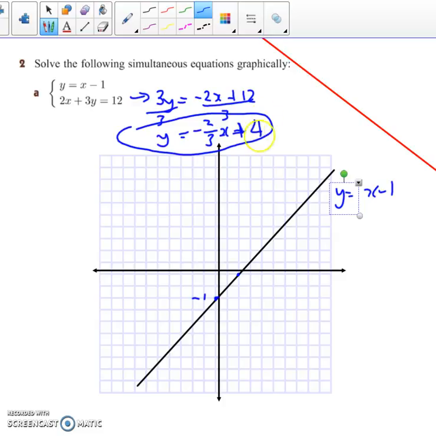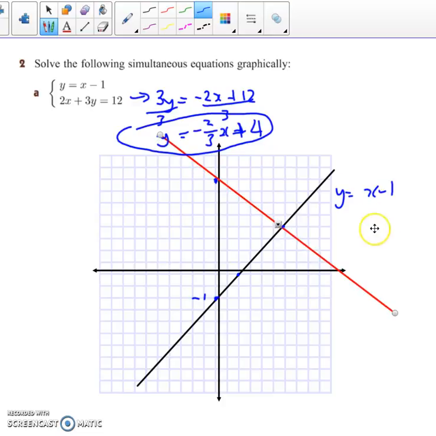So 4 we know is our y-intercept, so we'll come up, you've got 1, 2, 3, and we'll say 4 here. Then we've got negative 2 over 3. Negative 2 being our y-step means we're going to come down 2 spots, so 1, 2. We're going to go out 3 spots, so 1, 2, 3 to here. Now we can already see that the point we've just plotted there is going to be our point of intersection. Just fix this one up a little bit so it's more through the point.